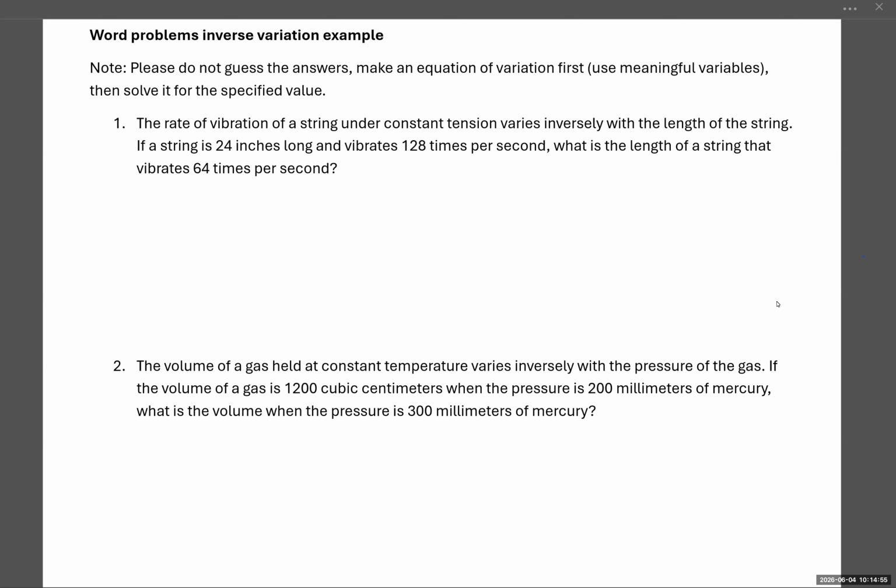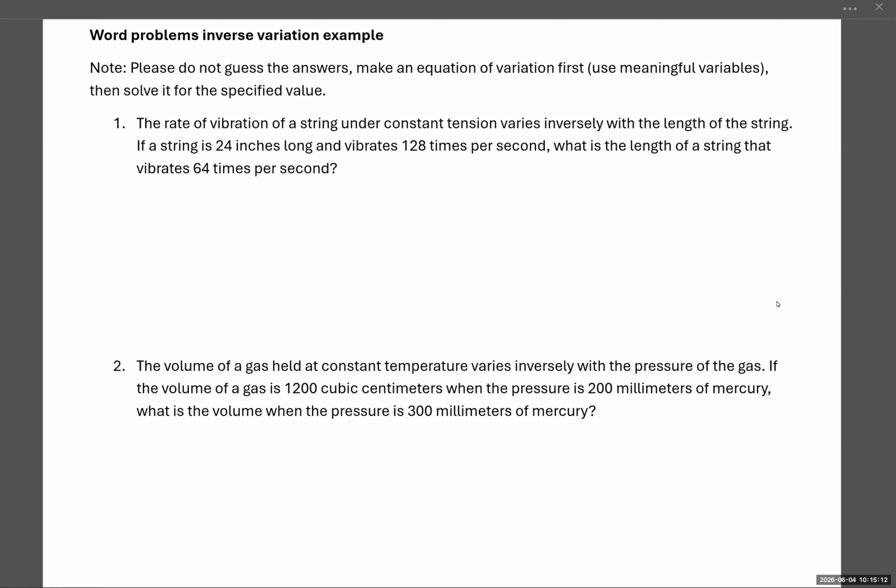Word problems on inverse variation formula. So once again, do not try to guess the answers. Make an equation with meaningful variables and then solve that equation. So let's go ahead and start with the first one.